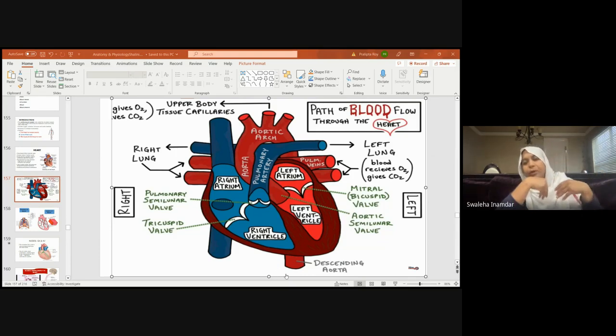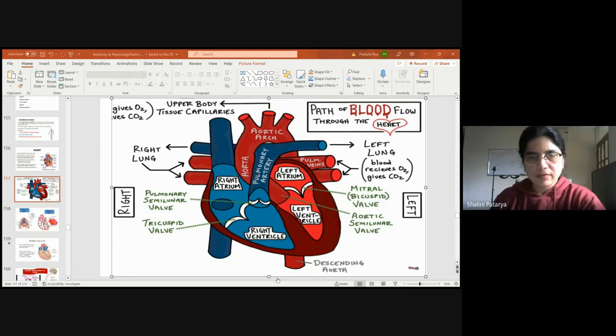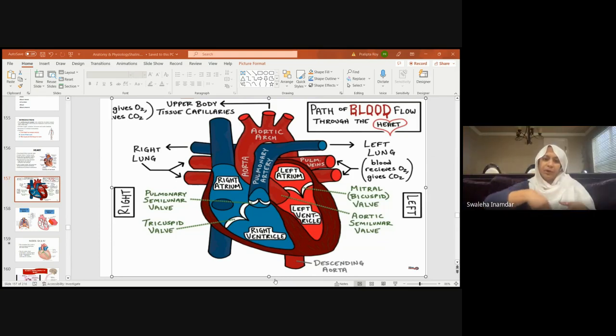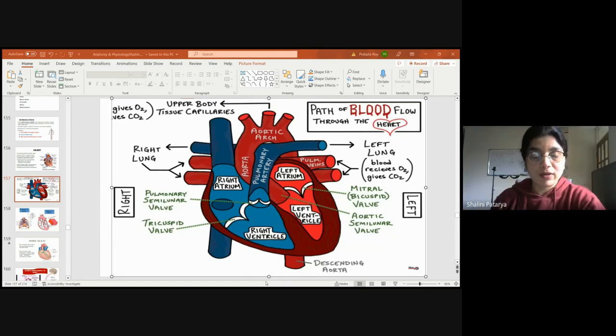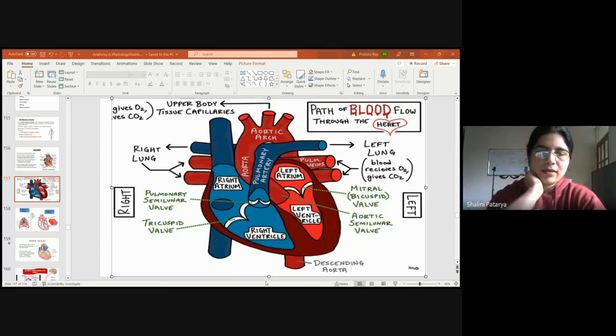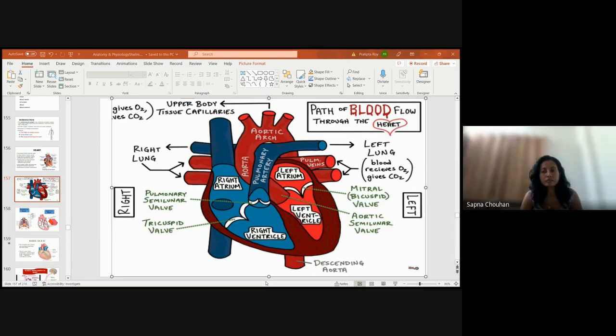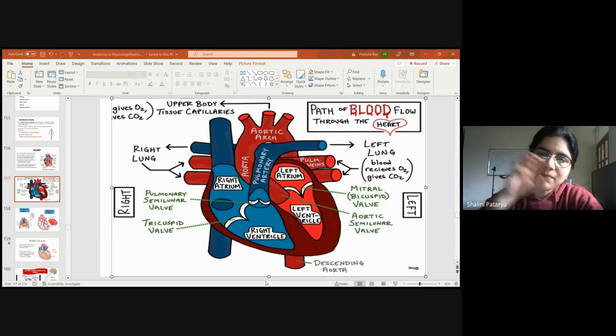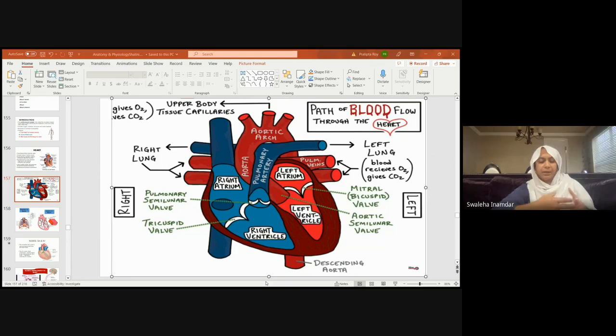It has to come to the ventricle. It will push to the ventricle through the tricuspid valve. From the tricuspid valve it will come to the ventricle. Correct. Learn AV, AV. So first atrium, then ventricle.